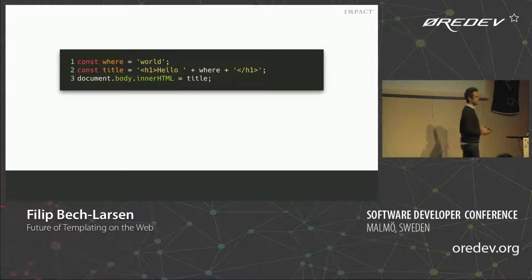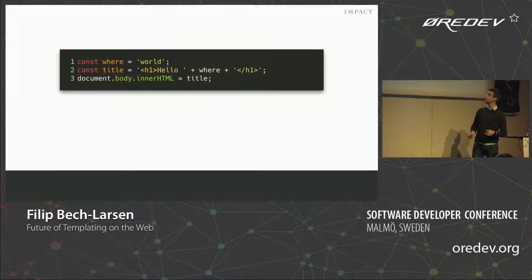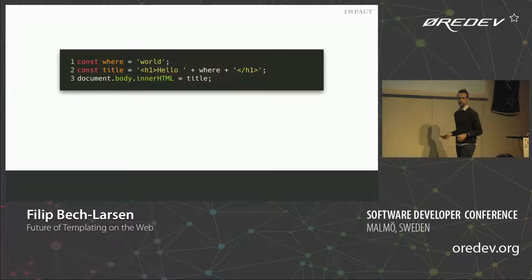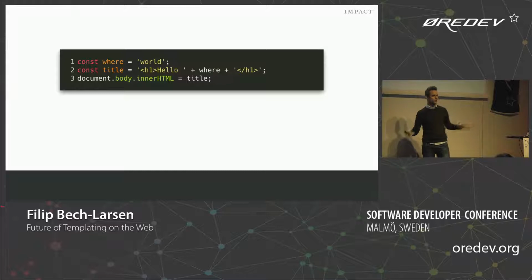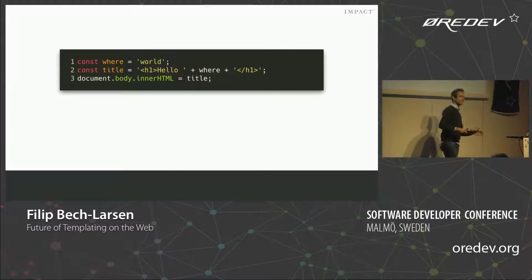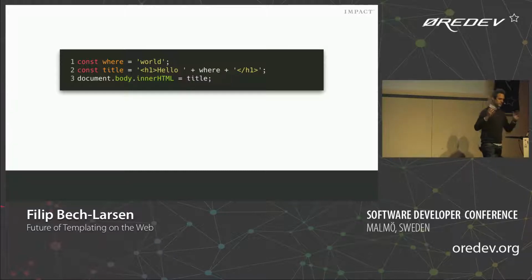The early days of templating were something like this. We had a value here, called where, and then we just used string interpolation to put the value inside of another string, so now we have the data in there. Then we could just put it on the body element or on any element within HTML, and we were good to go. This was templating 101, or maybe even before that, very early stuff.